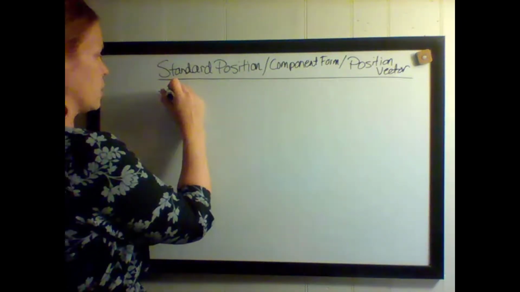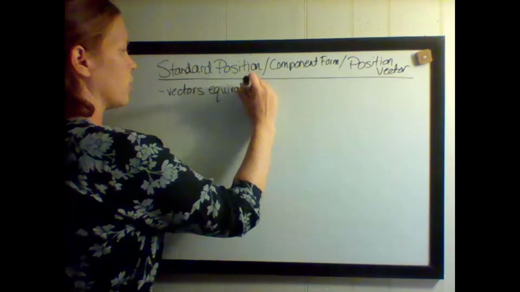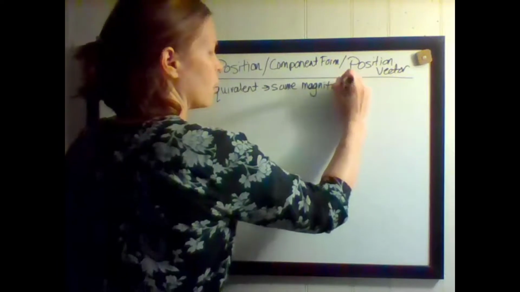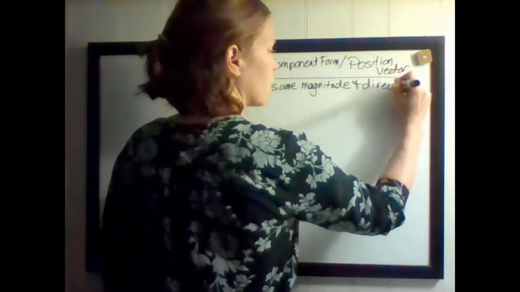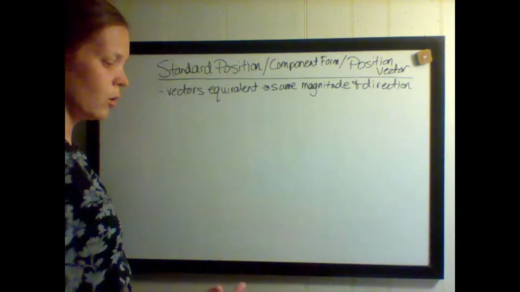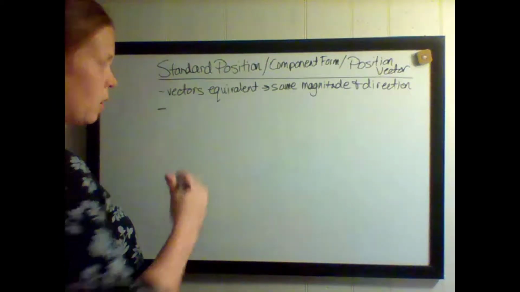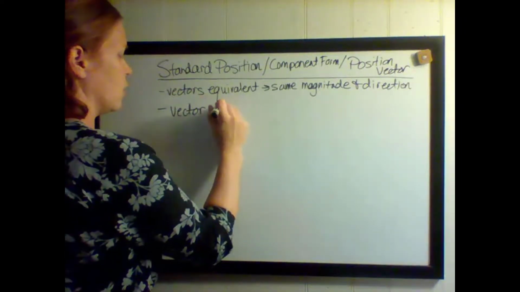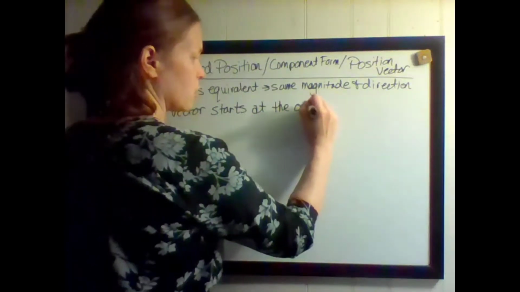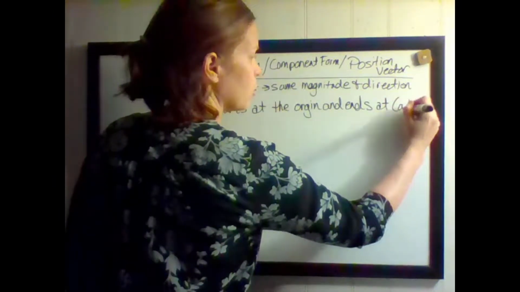So what this all has to do with is that vectors are equivalent. Vectors are equivalent if they have the same magnitude, length, and direction. So whatever angle they're set at. Okay, so since this is true, it doesn't matter where they start. So when I want to have the standard position, or the component form, or the position vector, it's the vector that starts at the origin. Starts at the origin and ends at the point AB.